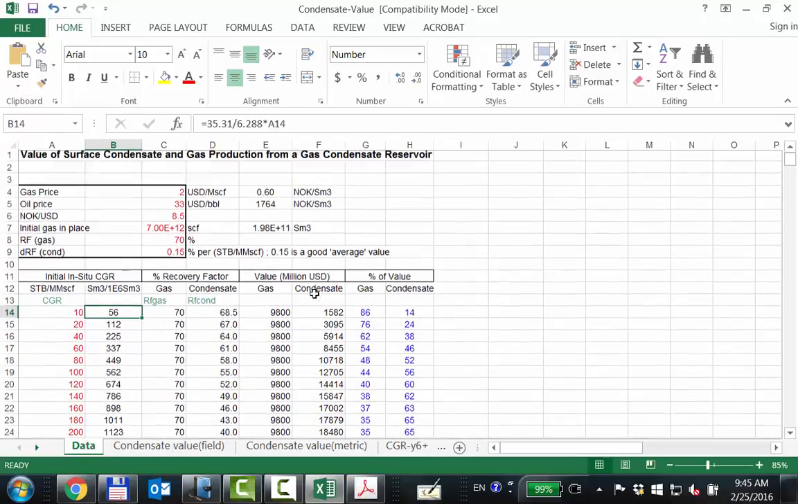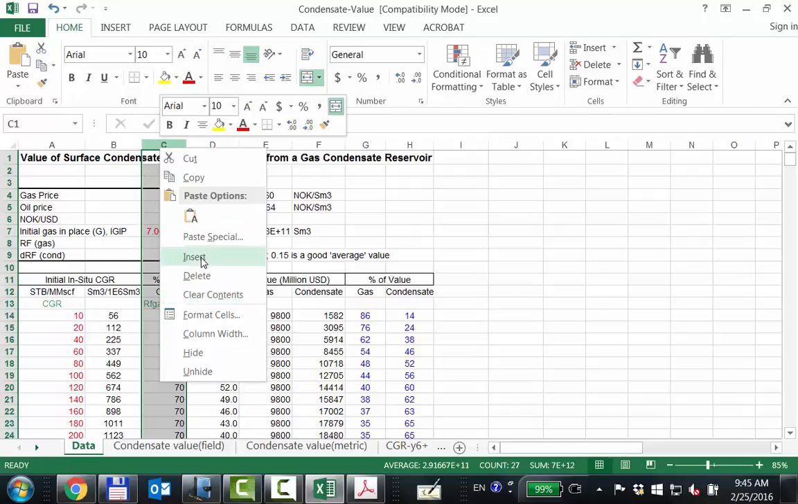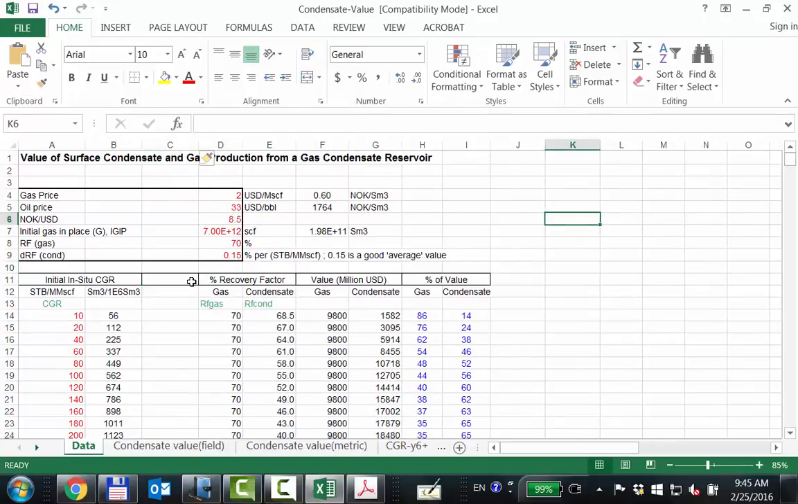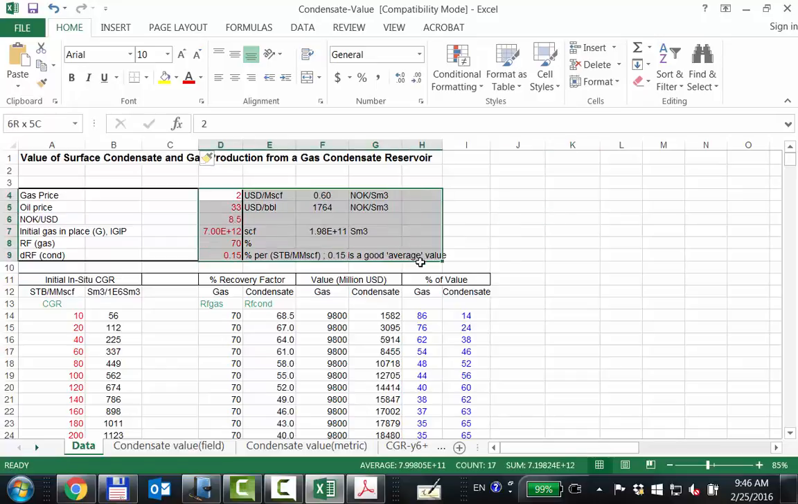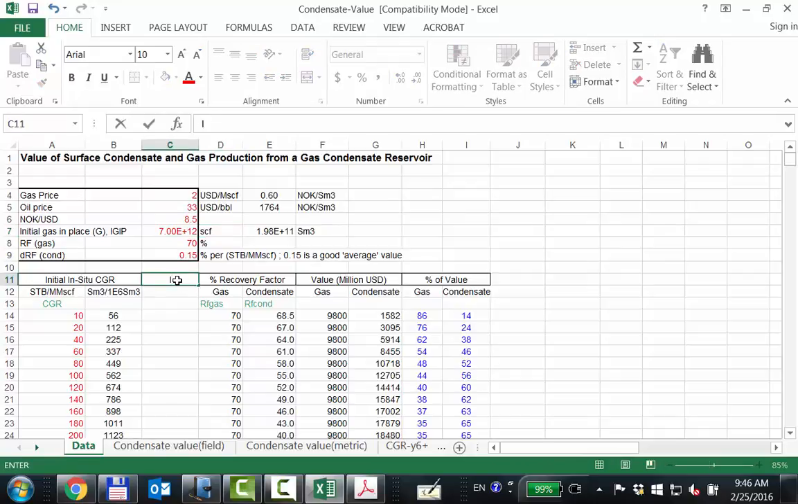Now, what is shown here is the initial gas in place. I can give it the term G. What's not given here is the initial oil in place, okay? And there should be a column here with initial oil in place. So I'm going to mess things up a little bit. I'm going to add that column, and move all these things back. And here I'm going to put initial condensate in place.